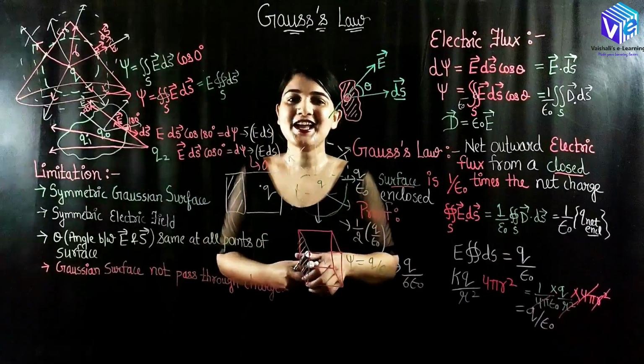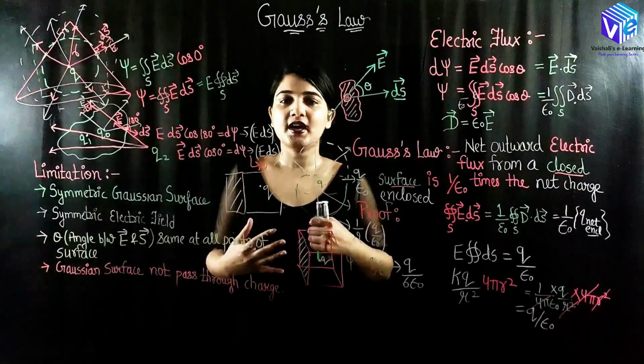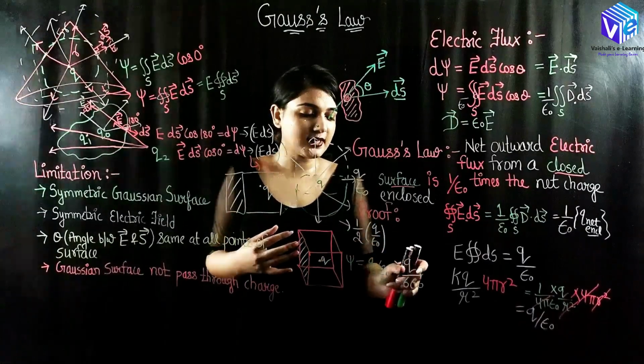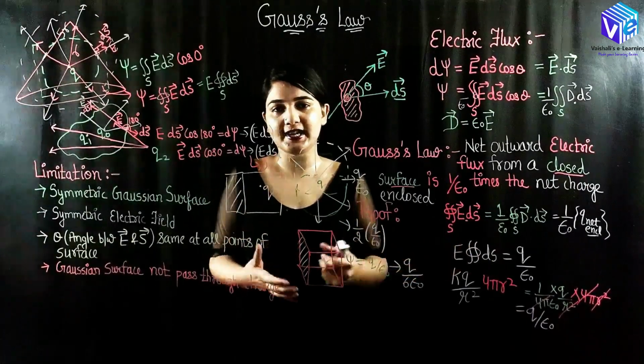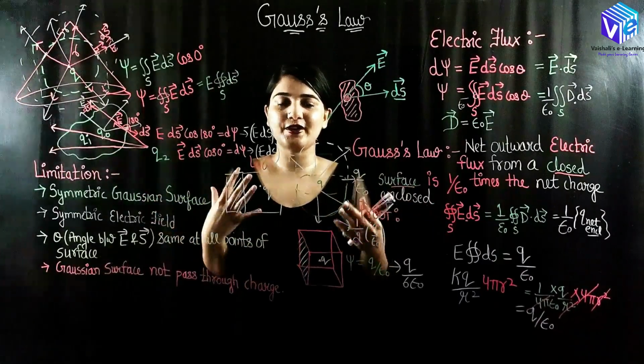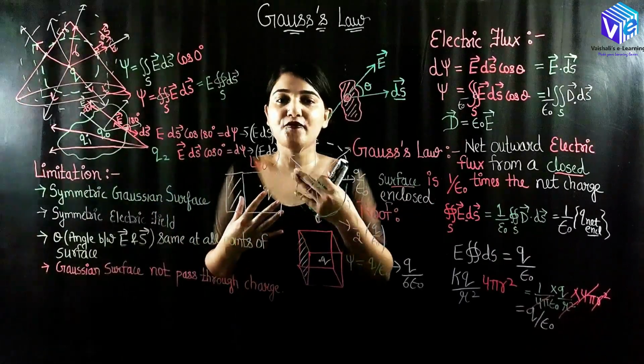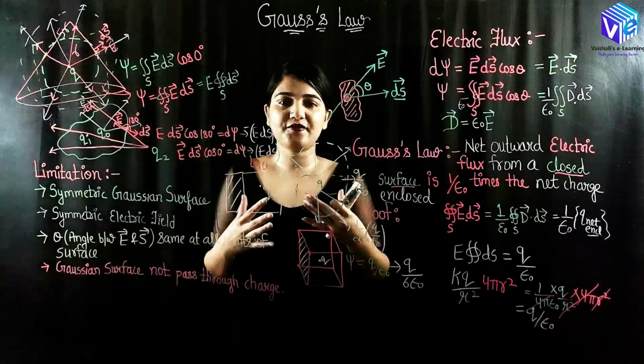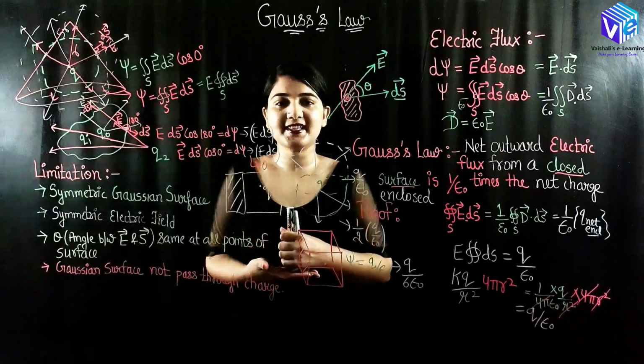So was it easy? This is how we can find the electric flux, or I can use this equation to find the electric field intensity as well. So this is how Gauss's law gives us a very simplified formula to find the electric field intensity as well as the electric flux.